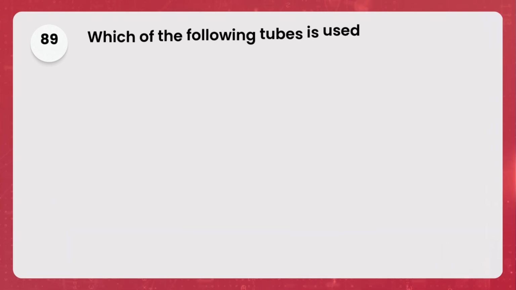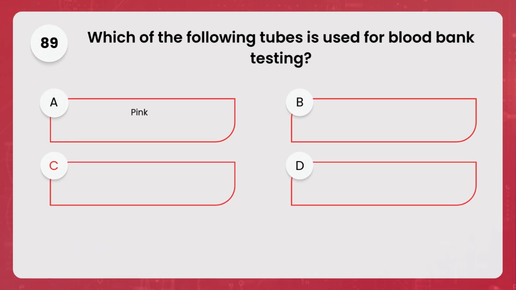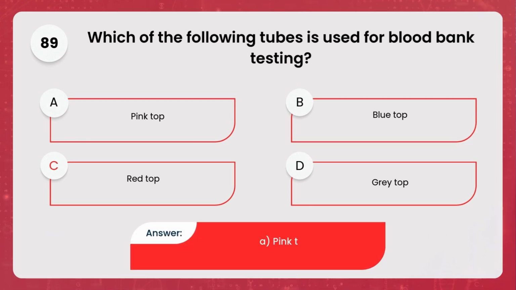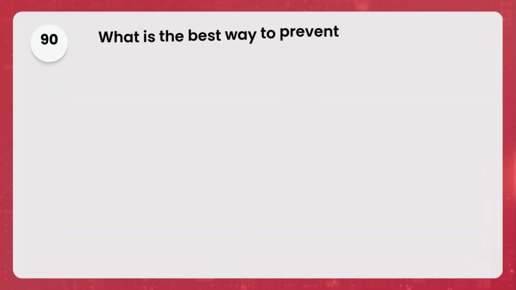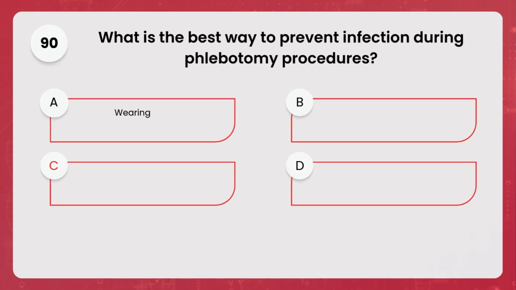Number 89. Which of the following tubes is used for blood bank testing? A. Pink top. B. Blue top. C. Red top. Or D. Gray top? The answer is A. Pink top.